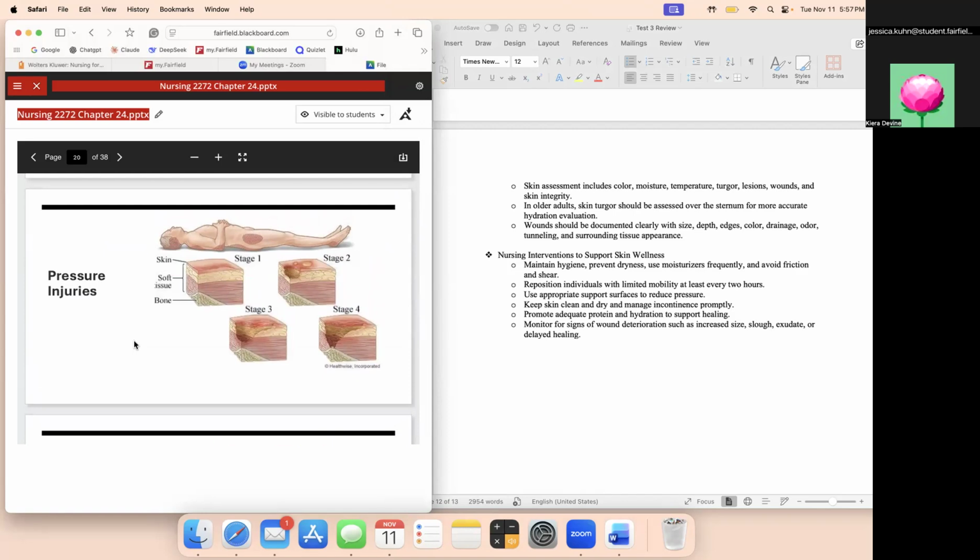The unstageables are at a point where you can't know what they are because they're so far advanced, or if they've started to heal over. And then the deep pressure wounds are like big bruises, but they're a very deep color. They're not that bluish or purplish color that a normal bruise would be, and they're often over bony prominences.